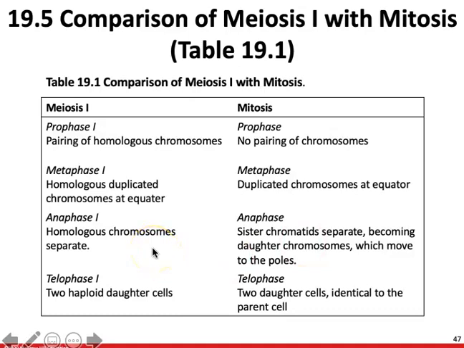After telophase 1, we have 2 haploid daughter cells, and after telophase of mitosis, we have 2 daughter cells that each are going to be identical to the parent cell.